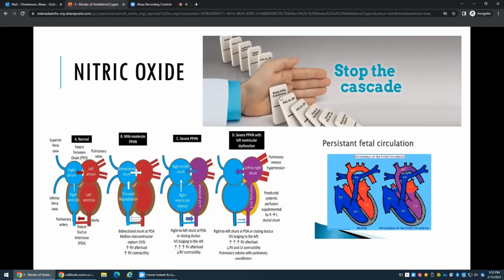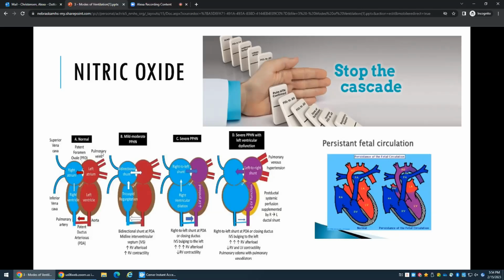Maybe the transport team came, or at some point somebody has decided, yes, we think you have pulmonary hypertension. We've got to start that nitric ASAP. If you don't, this kid is going to end up on ECMO. Nitric is the only thing. Getting those pulmonary pressures down is the only thing that is going to get this kid to ventilate.